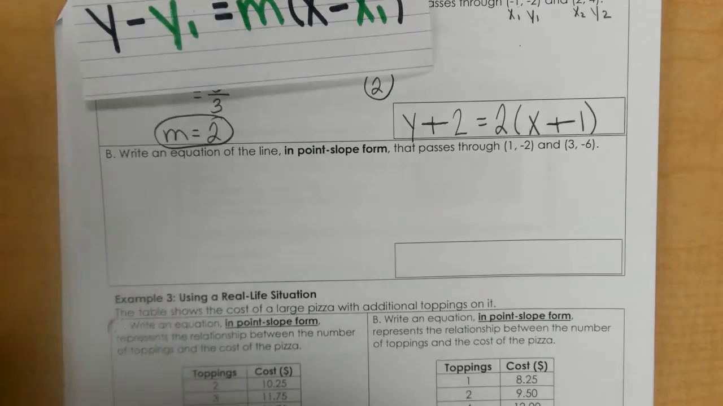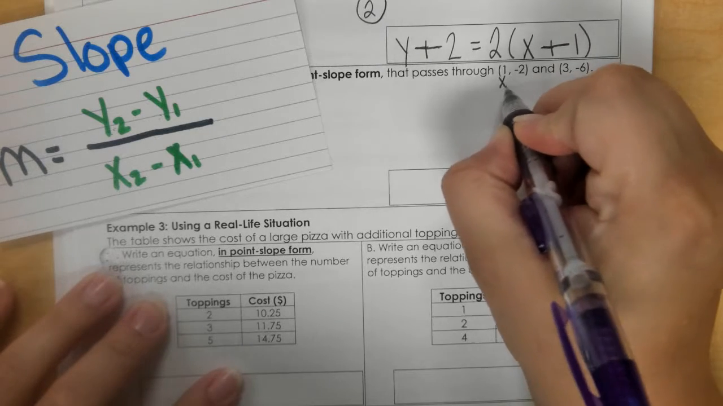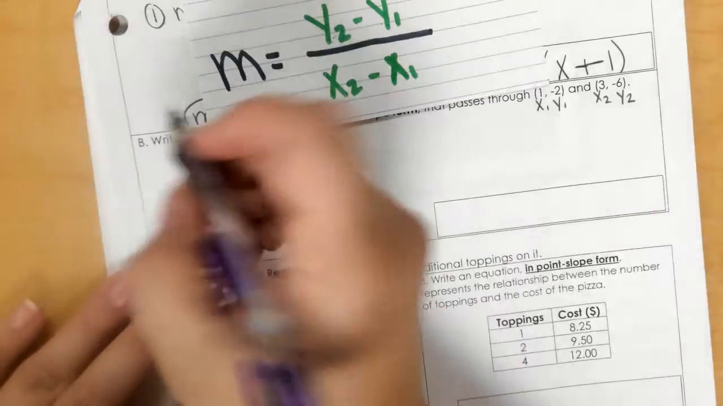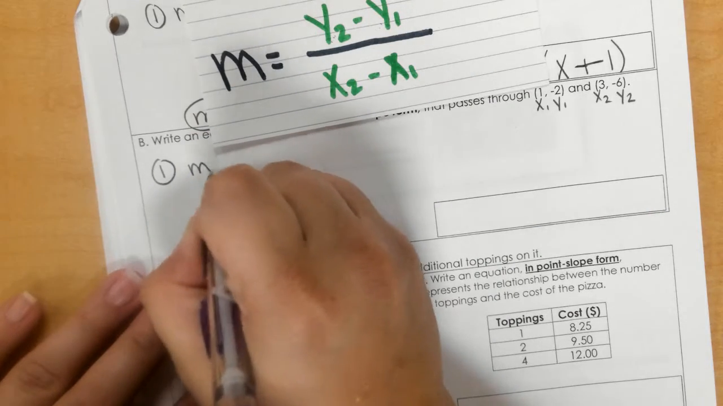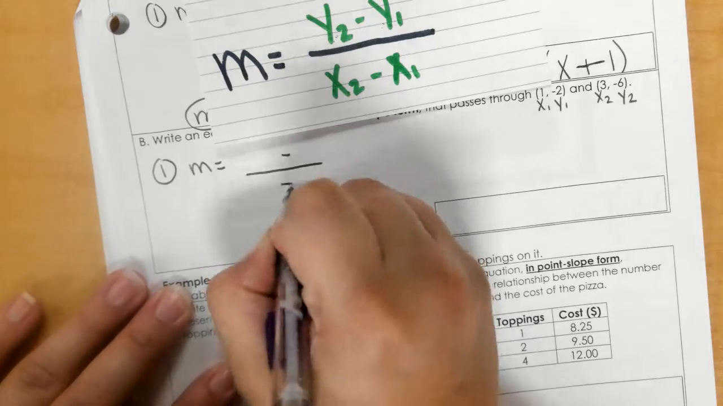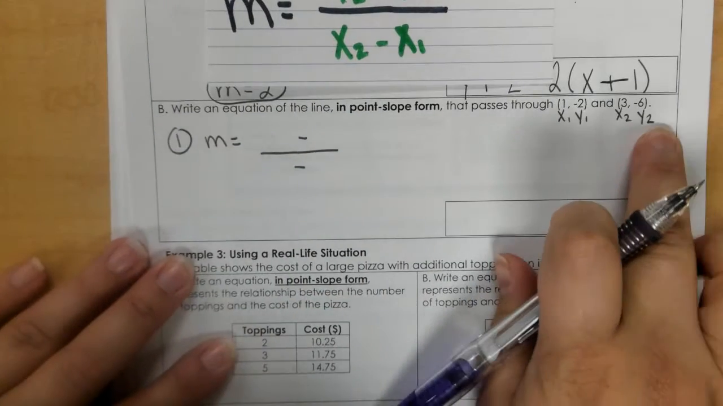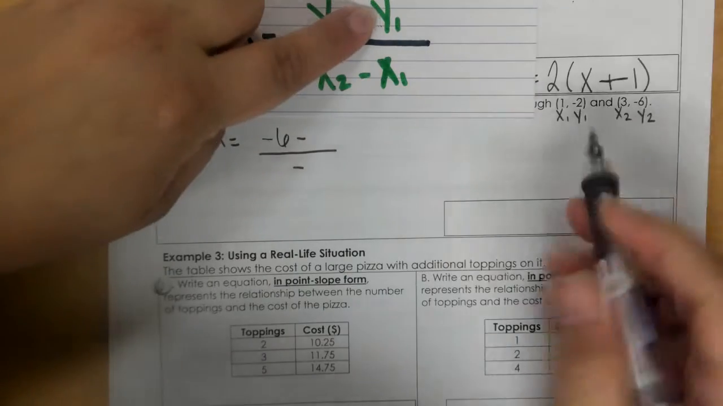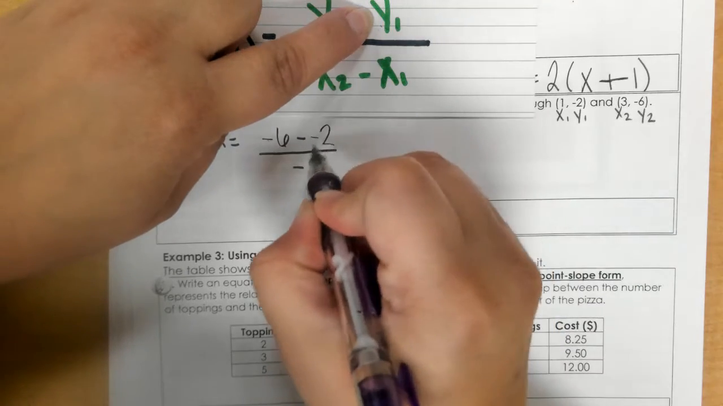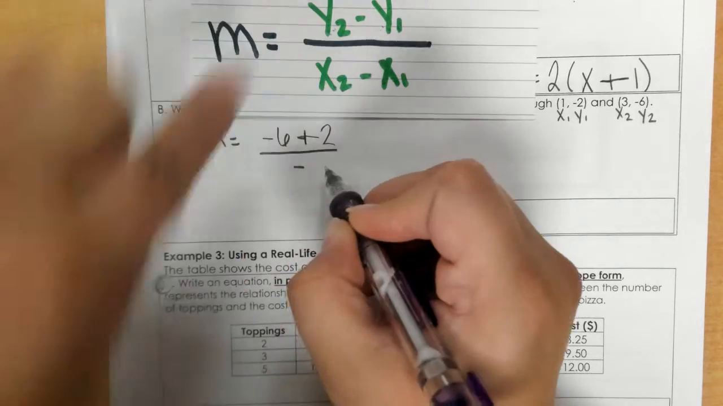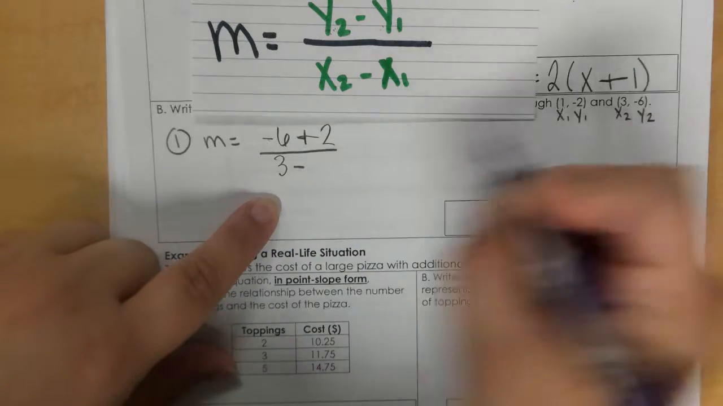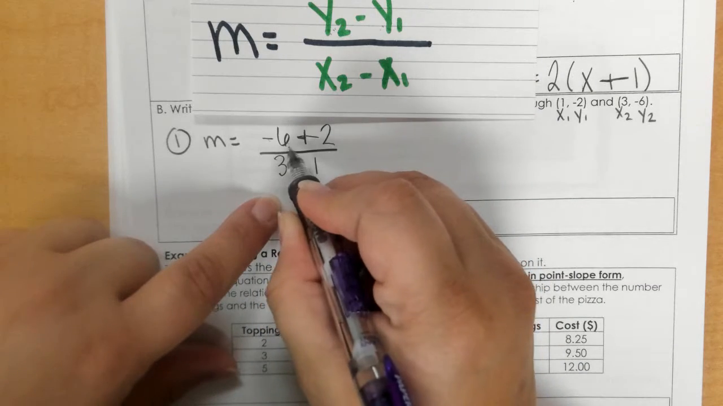For part B, we'll do the exact same setup. So first, go ahead and label your points. And then you're going to plug it into the slope formula. So I've got y2 at the top, so that would be negative 6. Then y1, that's negative 2. We change that to a positive. Then at the bottom we have x2, which is 3, x1, which is 1, and now we can go ahead and simplify.